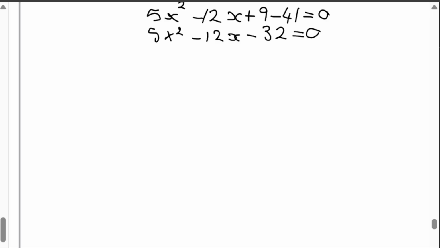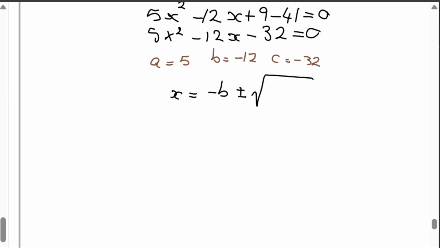I like it. It's easy. It's never giving you a wrong answer. It's safe. So a is 5, b is negative 12, and c is negative 32. Now what's the formula? You will find it in the formula sheet. It's x equals minus b plus or minus the square root of b squared minus 4ac, divided by 2a. And that gives you x equals, substitute the values.